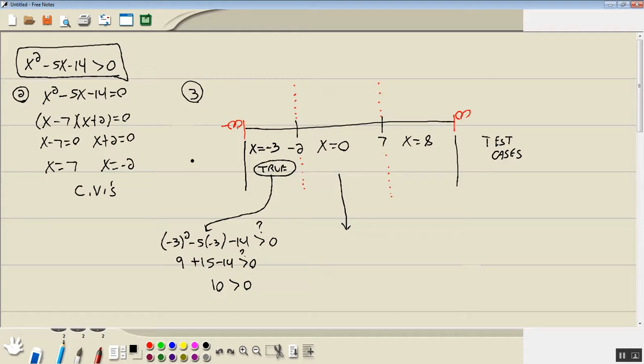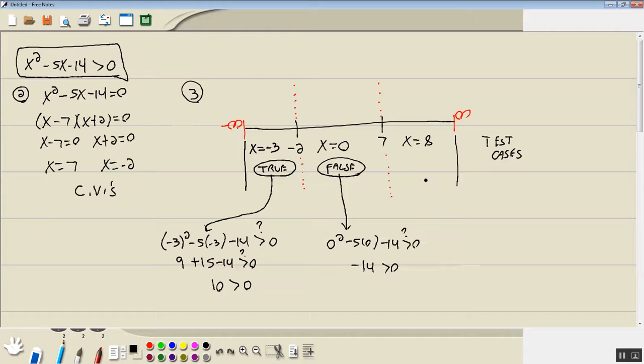Now this one, I'm going to plug 0 into my original inequality. So I got 0 squared minus 5 times 0 minus 14. Now 0 squared is 0, 5 times 0 is 0, so this gives us negative 14 is greater than 0. And again, this is a question mark at this point. We're not stating it's greater, we're wondering if it is. And negative 14 is not greater than 0, so this is false.